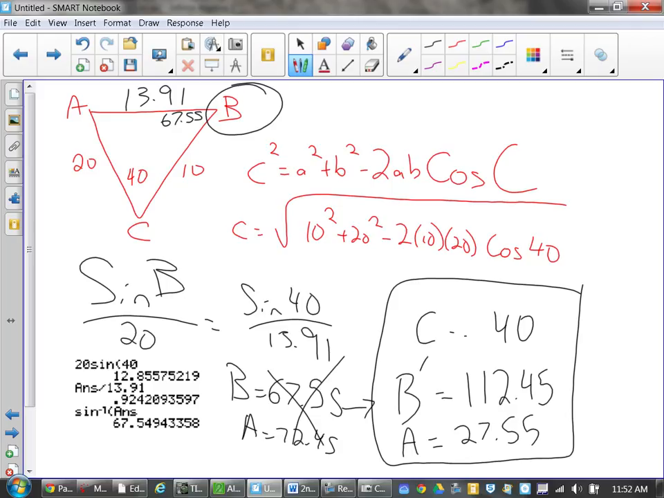Wow. This was probably the trickiest stuff of that first grouping of chapter 13, really, was that ambiguous case of law of sines, law of cosines. But also, just think about the amount of time it took to do that with an ambiguous case.